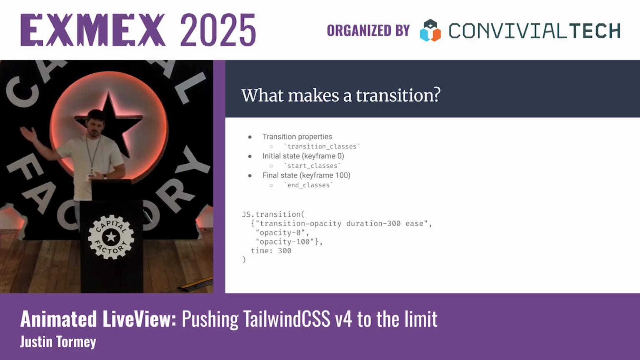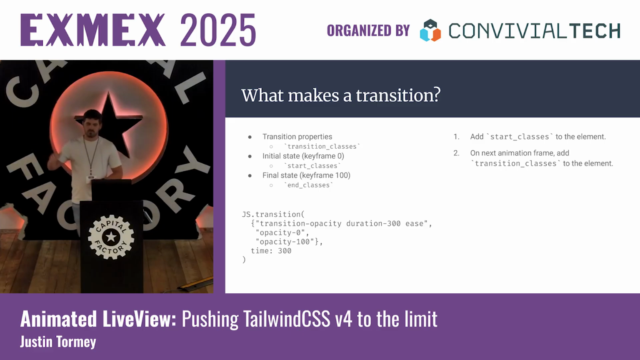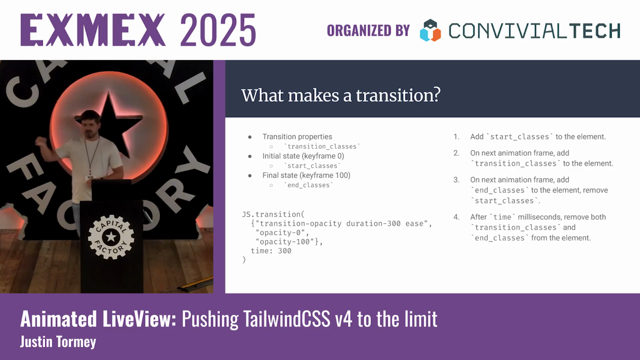So this would change the opacity of an element from 0 to 100 over 300 milliseconds. And this is a JS command you could run on any element. This is useful for making your live views more animated. And yeah, this is the flow. So start classes are added, then transition classes. On the next animation frame, we add end classes and remove start classes. And then after that time in milliseconds goes by, everything is cleaned up.